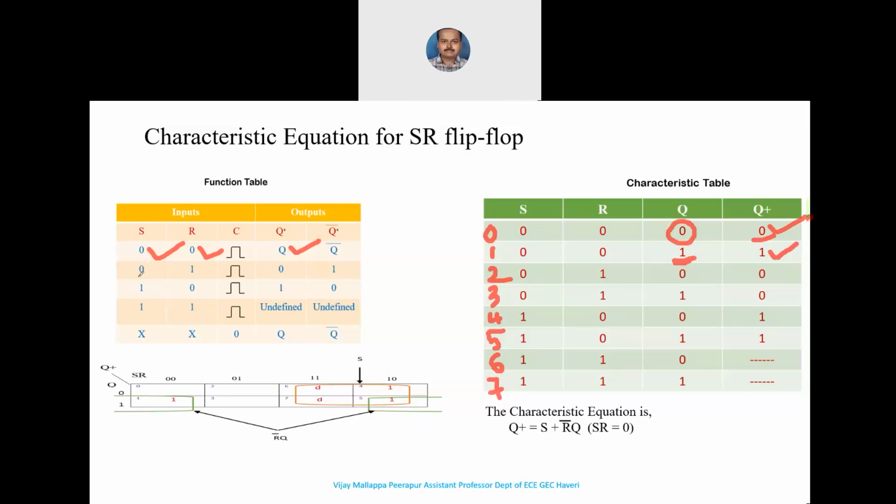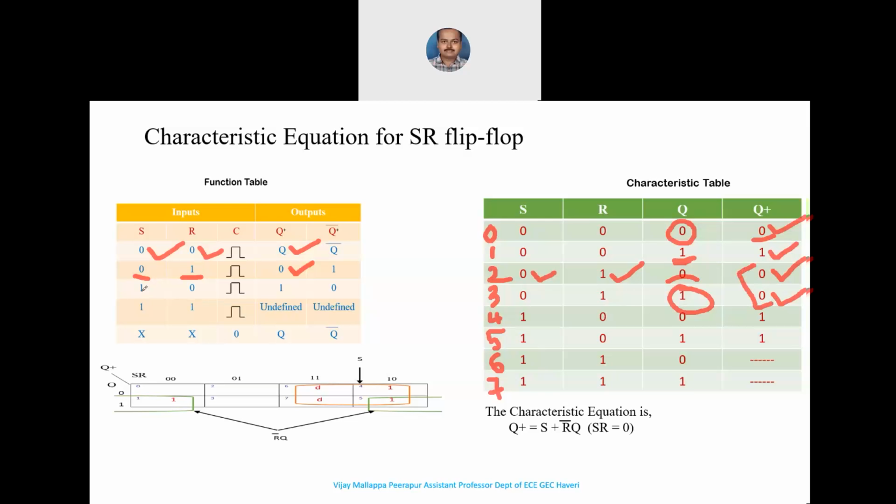Similarly, when S is 0 and R is 1, irrespective of the previous state, the next state is always equal to 0. That's what we have. When S is 0, R is 1, which is nothing but the reset state. Irrespective of the previous state, the next state is always equal to 0. You can see here when S is 0, R is 1, the previous state is 1. Since it is a reset state, irrespective of the previous state, the output is always equal to logic 0 here.